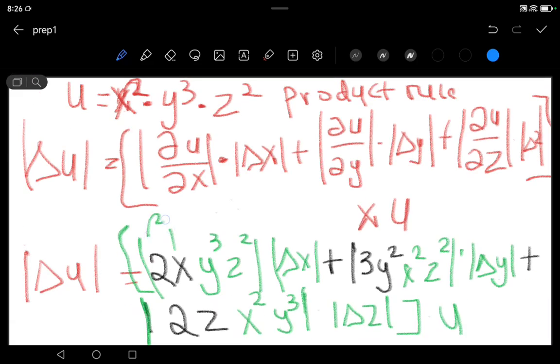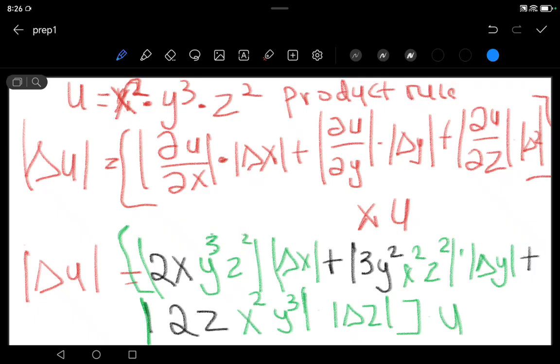X is 12. Y, it's what? It's 14. Z, it's 12. So changing x is what? It's 0.2. You just substitute. After substituting, you're going to get your answer. Okay? So the only trick here is derivating the equation that you are given. Yes. After you substitute with the given values.